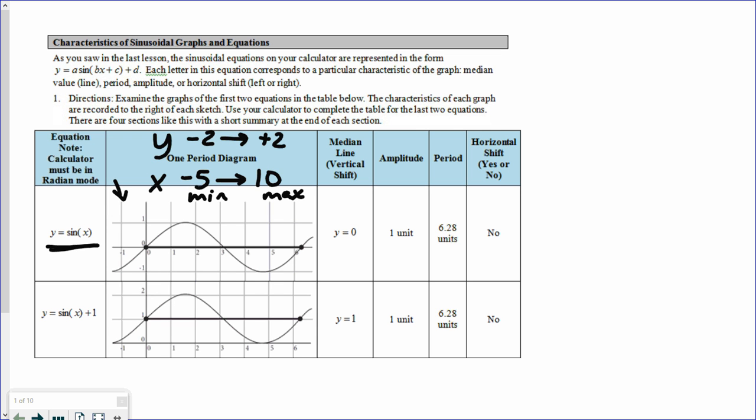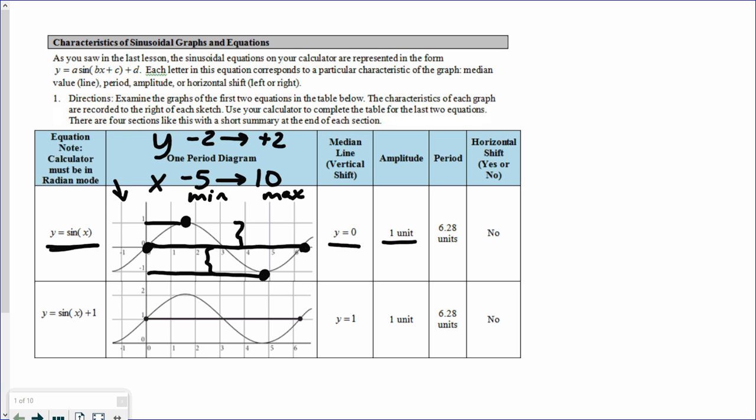Again, this first graph is drawn for you, but here is what you can look at based on the graph. Your maximum looks like it's at 1, your minimum looks like it's at -1. The median line, represented by this dark line here, is at the line y equals 0. The amplitude is 1 unit. Amplitude means how much it goes above the median line and how much it goes below the median line. So the amplitude is 1 unit.